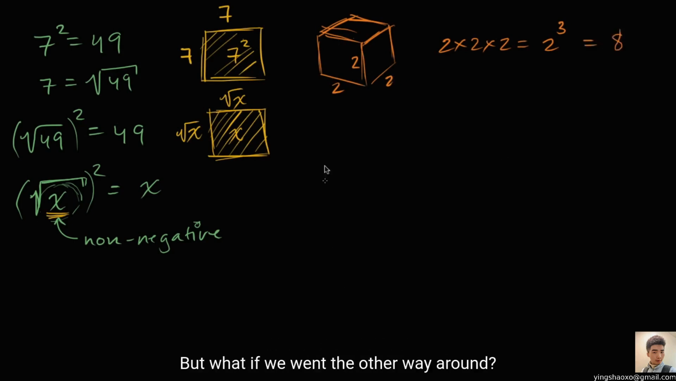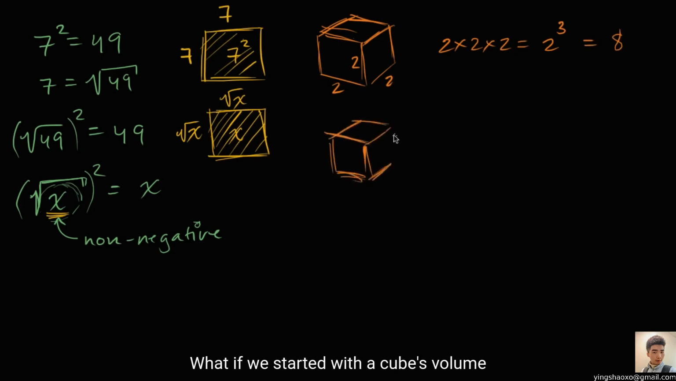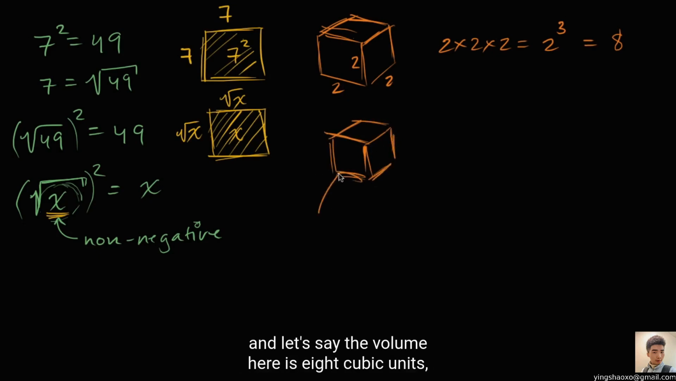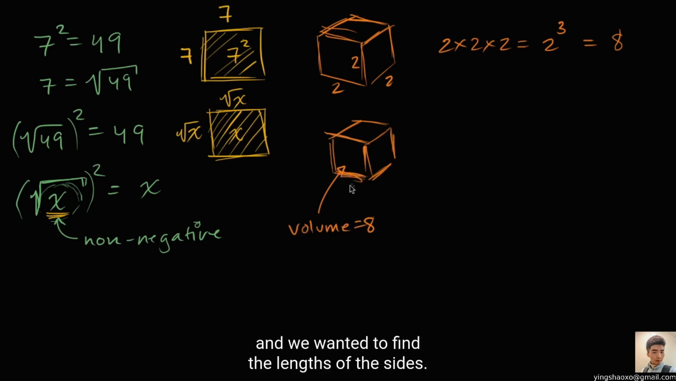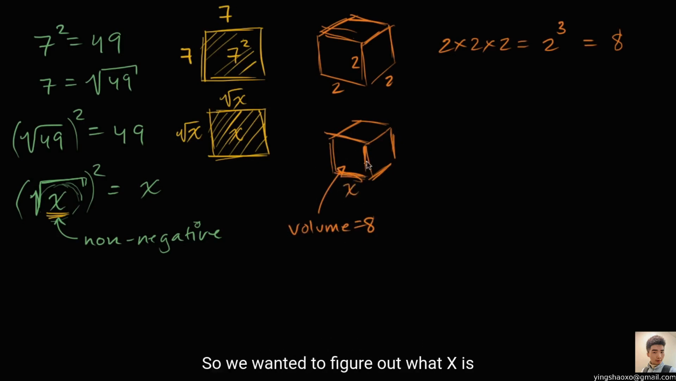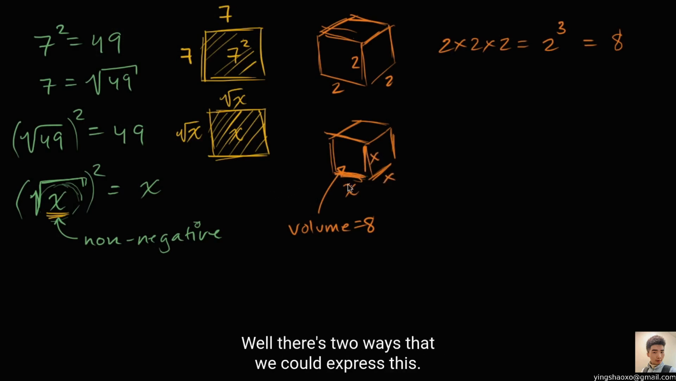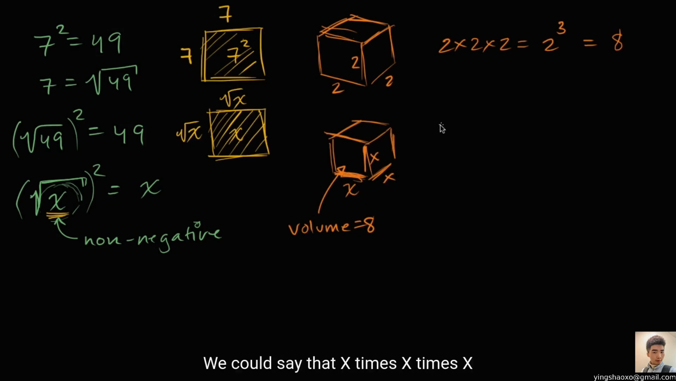But what if we went the other way around? What if we started with the cube's volume, and let's say the volume here is 8 cubic units, so volume is equal to 8. And we wanted to find the lengths of the sides. So we wanted to figure out what x is, because that's x, and that's x. It's a cube, so all its dimensions have the same length. Well, there's two ways that we could express this. We could say that x times x times x, or x to the third power, is equal to 8.